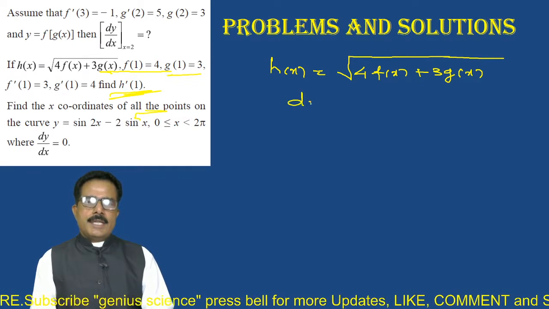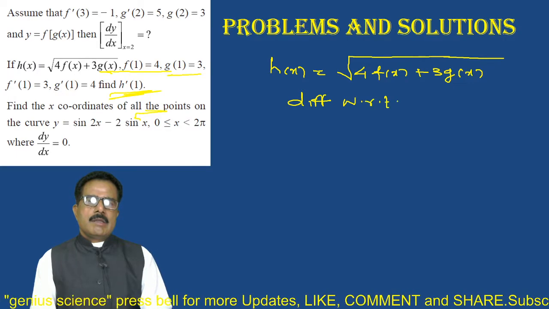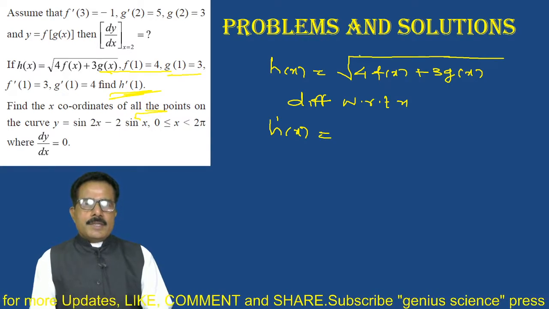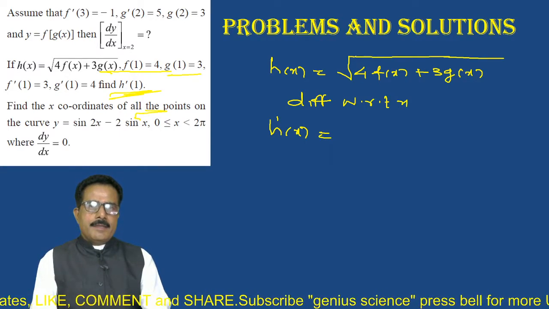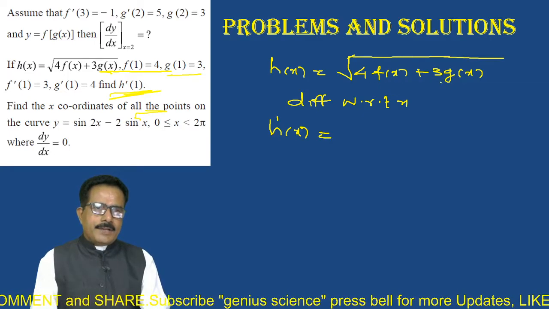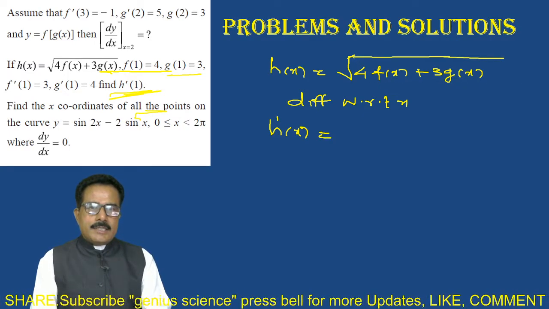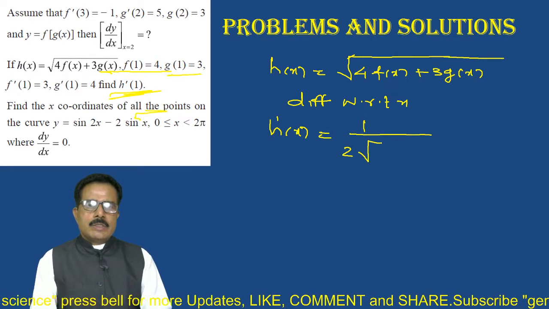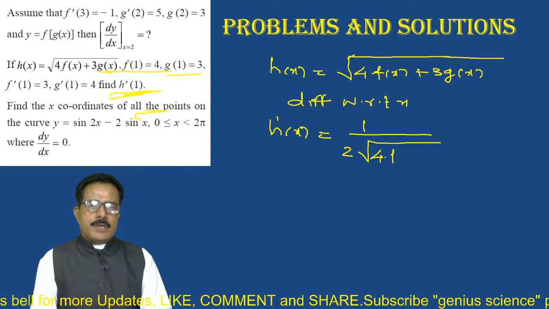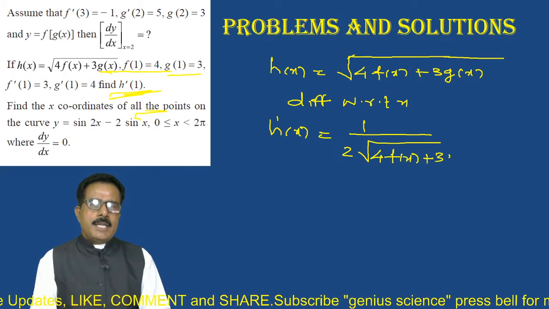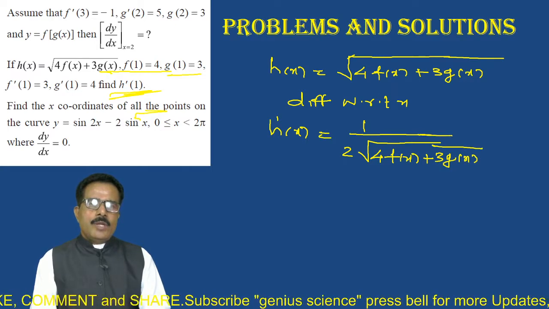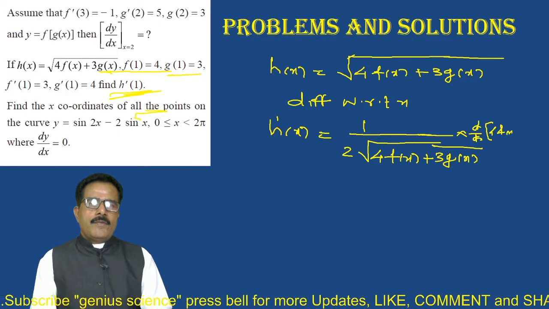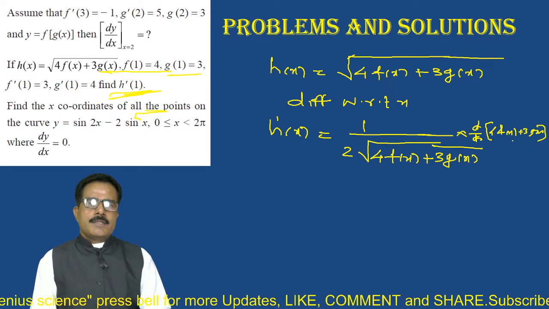Therefore, we have to differentiate this. The derivative of h of x is h dash of x. First of all, differentiate this. This is actually a composite function. There is a root and again the functions f and g. Therefore, calculate the derivative of root. What is the derivative of root? 1 upon 2 root. Keep this function as it is, 4 into f of x plus 3 into g of x. Again we have to take the derivative, that is d by dx of 4 into f of x plus 3 into g of x.